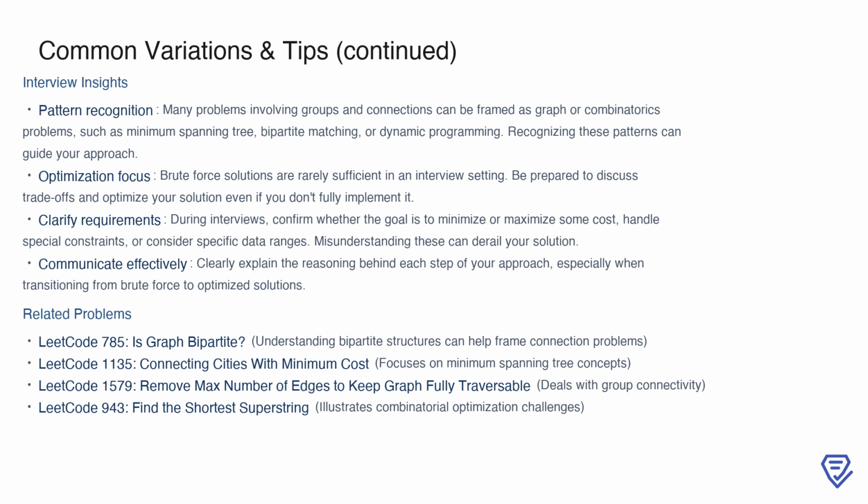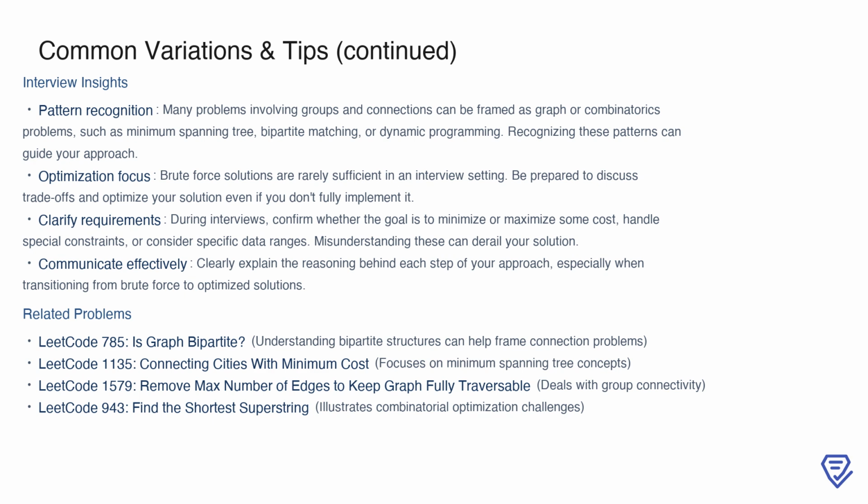It's also important to clarify the requirements. For instance, confirm whether the goal is to minimize or maximize a cost, handle special constraints, or consider specific data ranges. Misinterpreting these details can sidetrack your solution. Lastly, effective communication is essential. Clearly explain the reasoning behind each step of your approach, particularly when transitioning from a brute force solution to a more optimized one. To build your intuition, you might also practice related problems.